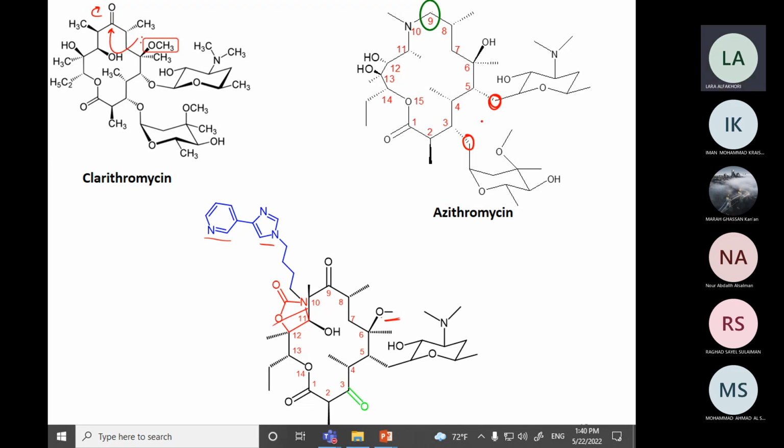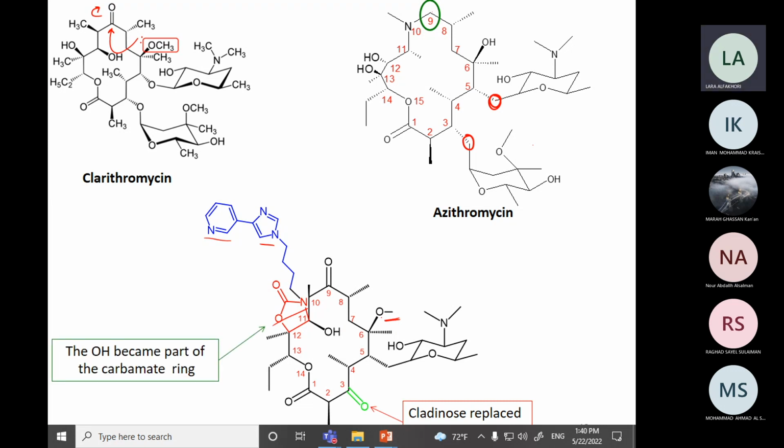Yeah, here they removed one of the sugars, the cladinose, and the hydroxyl in here is oxidized into the corresponding ketone. Okay? Yes, clarithromycin is acid stable because of the methyl added to the oxygen. Azithromycin, because it lacks the carbonyl. Same thing for telithromycin: the oxygen in here is methylated.